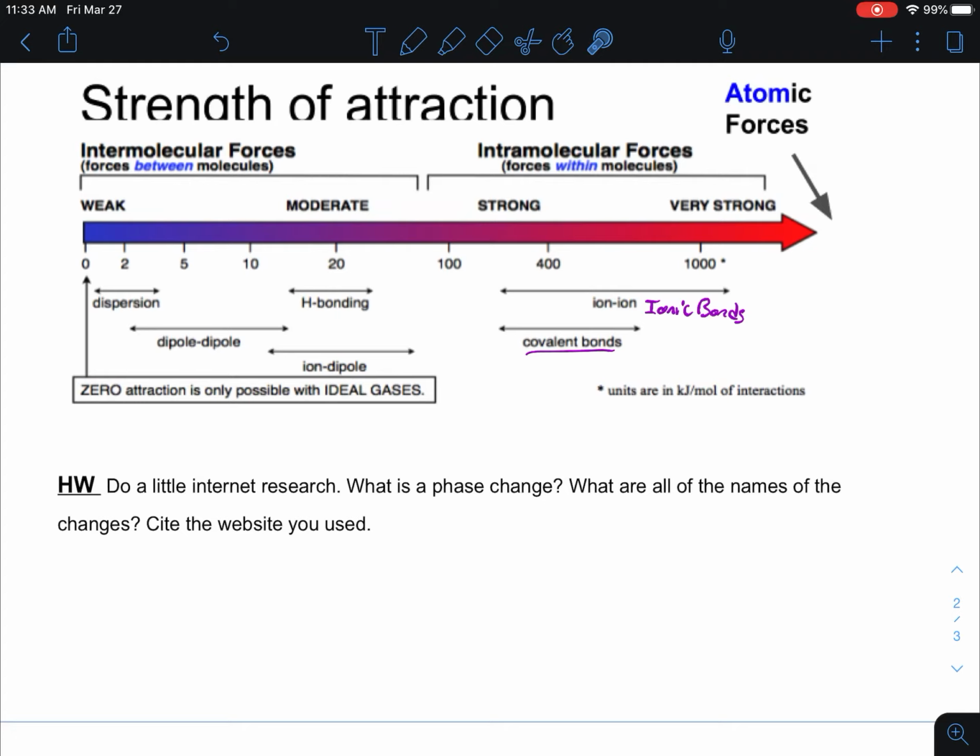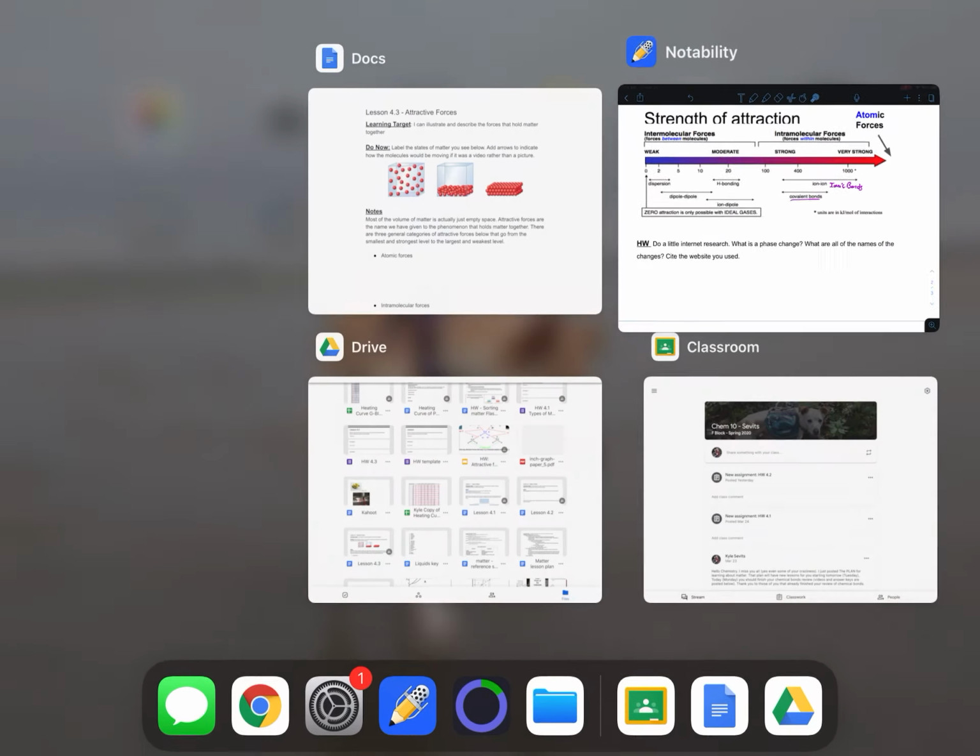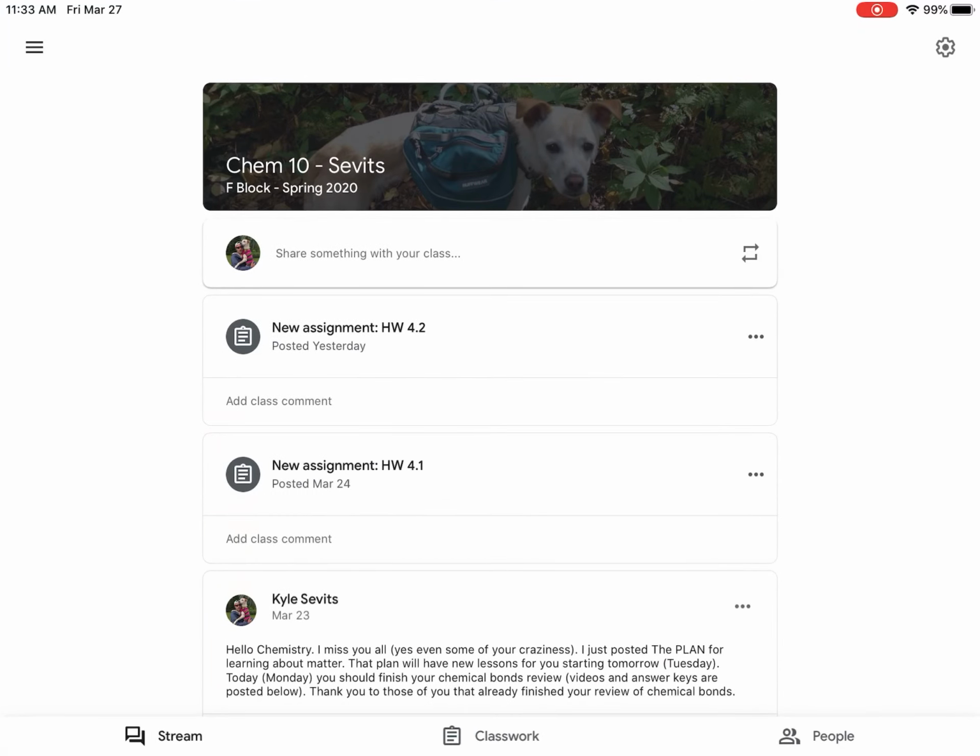Last, if you want, I would love you to do a quick little internet research. What is a phase change? What are all the names of the phase changes? You'll be more ready for tomorrow. And then go on over to Classroom.